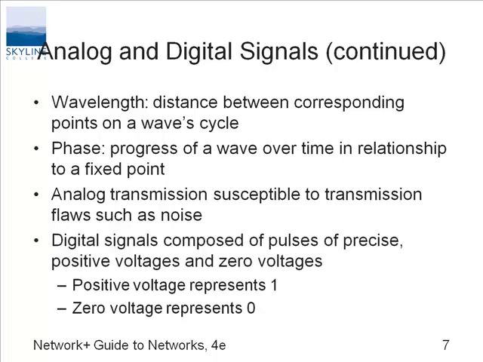Digital signals are composed of pulses of precise voltages and zero voltages. A positive voltage represents a one. A zero voltage represents a zero. Like so, it's like on and off. But what kind of information do computers read? Binary. Ones and zeros, binary. Let's say ones and zeros because it may use hexadecimal, may use octal. There's lots of different numbering systems that it can use, but they're all represented by binary bits.